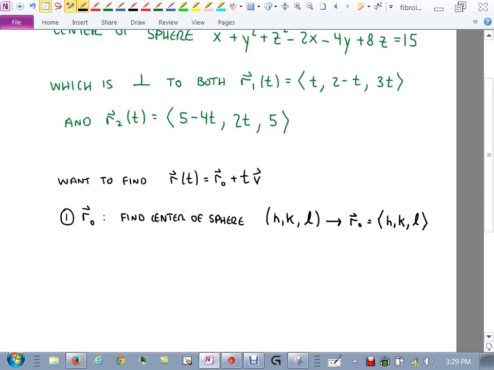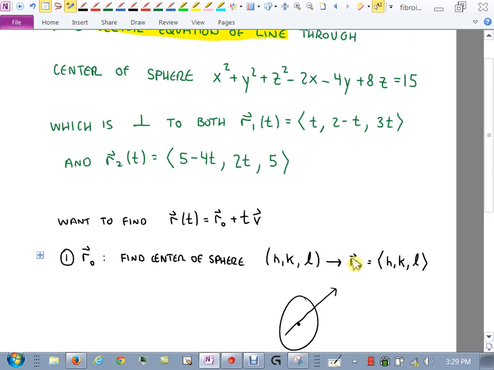Now, to get v, I need to understand that v is the direction of this line, right? The line sticking out of the center of the sphere. Here's my sphere, here's its center. My line is coming out of this, and it has a particular direction to it. The direction of that line has to satisfy that it is perpendicular to these two lines, right? Perpendicular to two different lines.